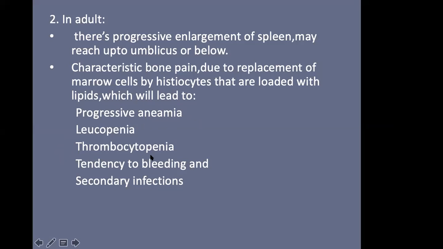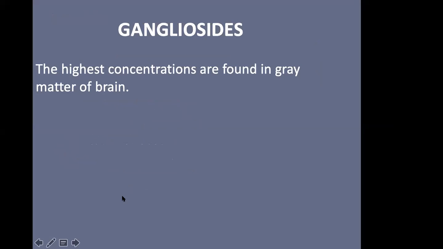These are all the bone marrow failure features, aplastic anemia features, tendency to bleeding and secondary infection. Now, which enzyme is deficient in Gaucher disease? Glucocerebrosidase. And the accumulation of which substance occurs? Glucocerebroside.